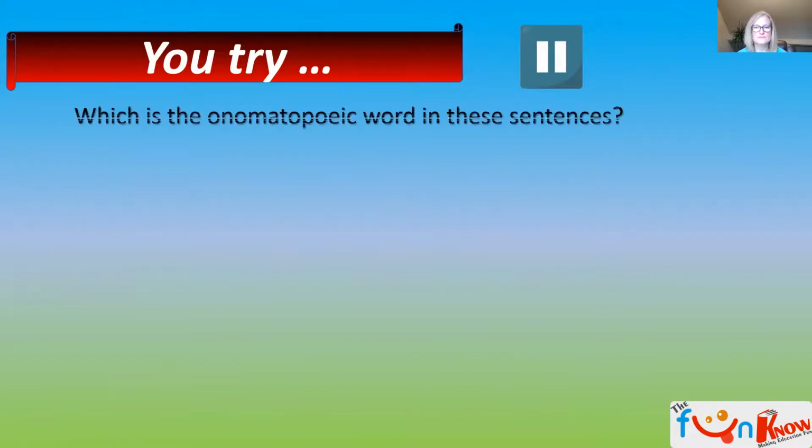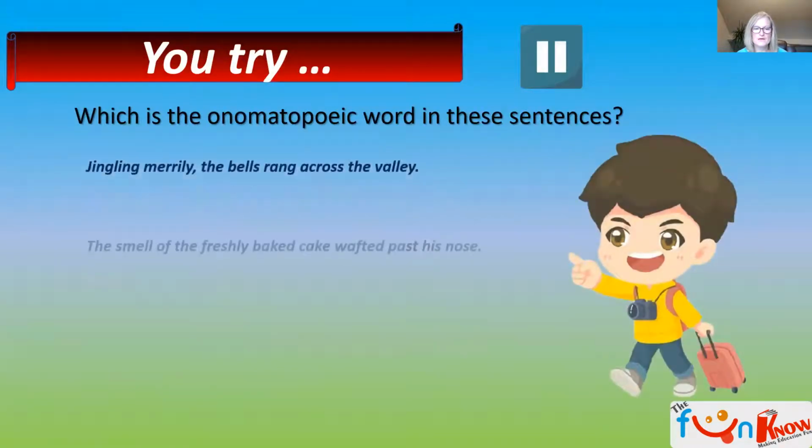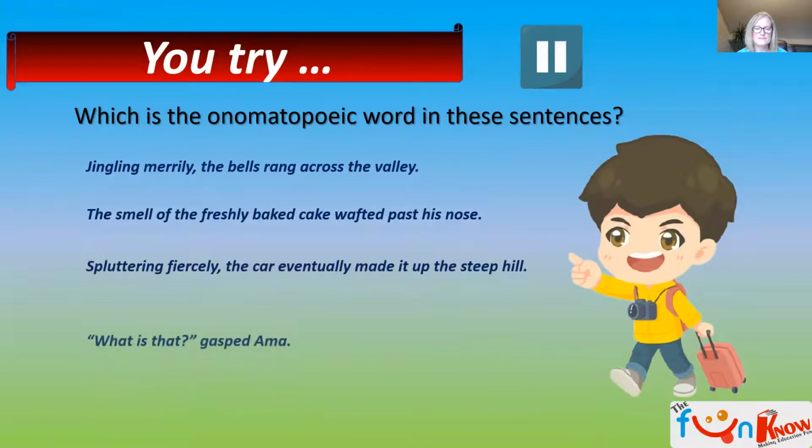Okay, let's have a look. So this is your chance to have a go. Once I've read out everything on the screen, press pause, which is the onomatopoeic word in these sentences? I'll wait till they come all up on the screen and I'll read them out. So number 1, jingling merrily, the bells rang across the valley. Number 2, the smell of freshly baked cake wafted past his nose. Number 3, spluttering fiercely, the car eventually made it up the steep hill. And number 4, what is that? Gasped Amma. Okay, so if you pause and see if you can identify the onomatopoeic word.